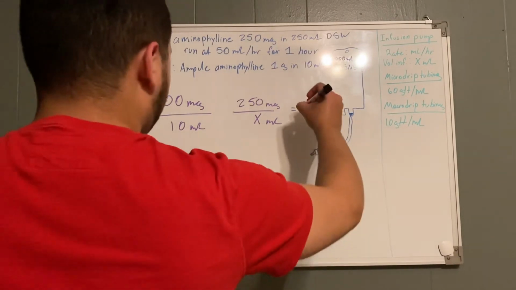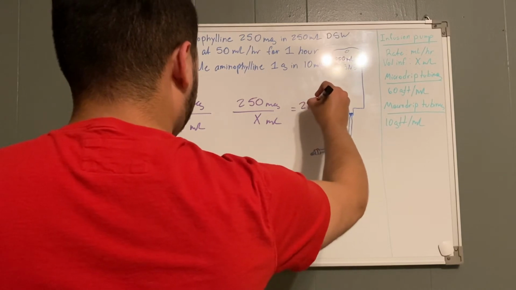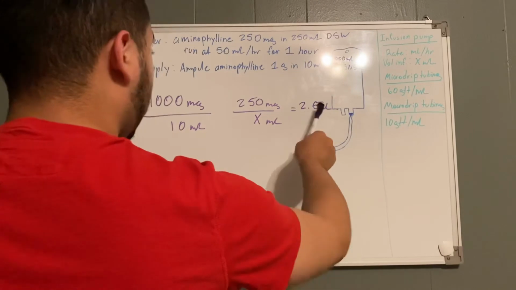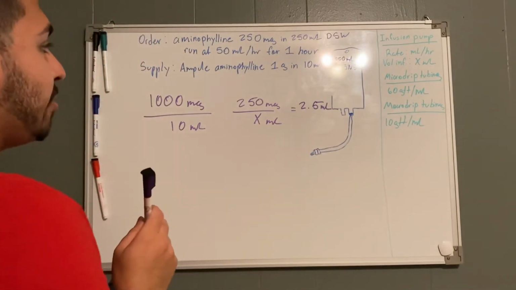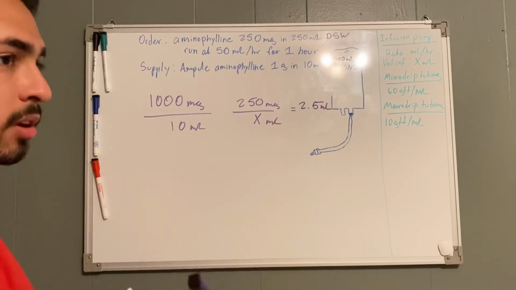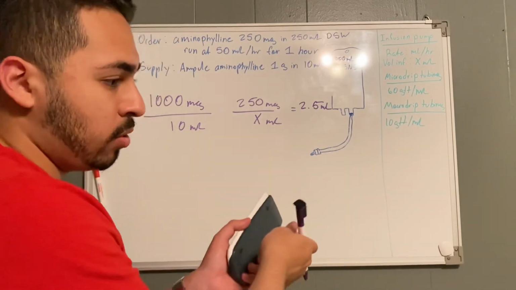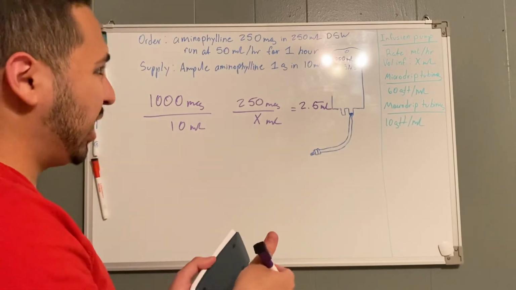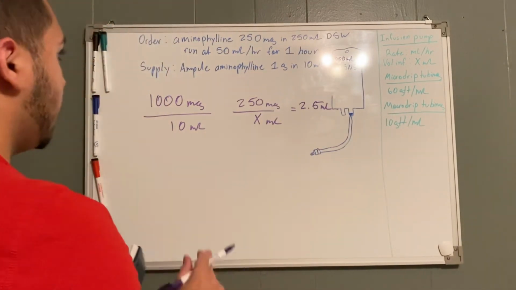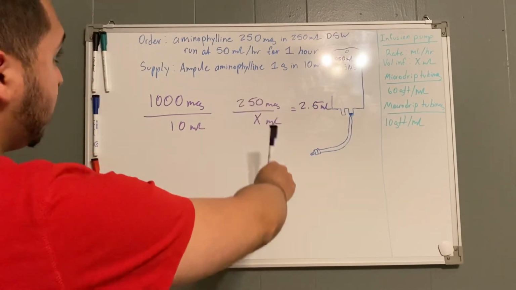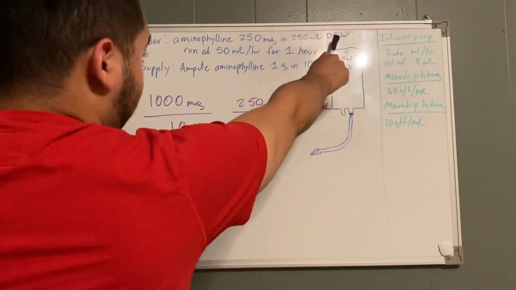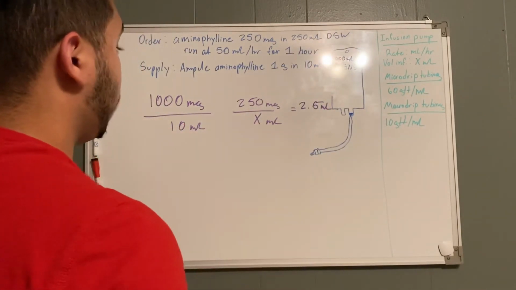So we need to pull 2.5 milliliters to get 250 milligrams. So you would break open the ampule and pull out with a syringe about 2.5 milliliters of the aminophylline and add that to the bag of 250 milliliters dextrose 5% in water.